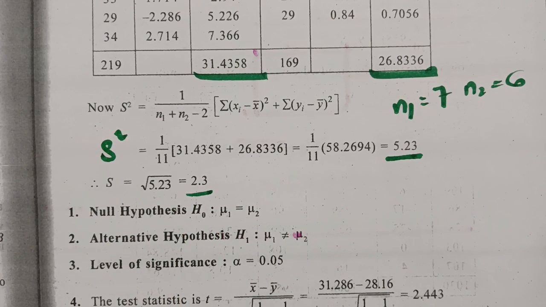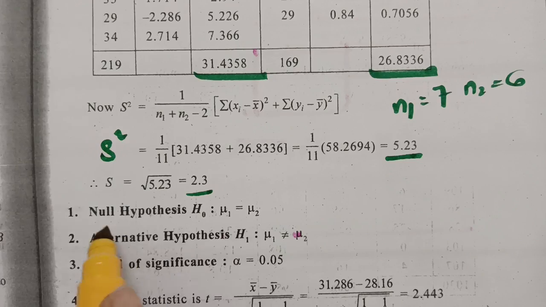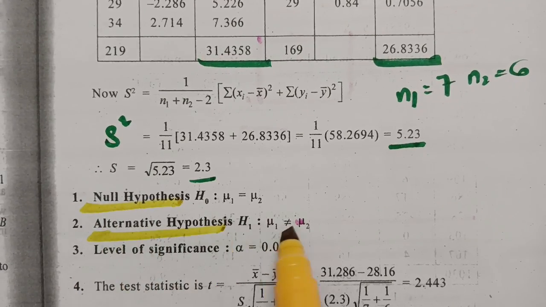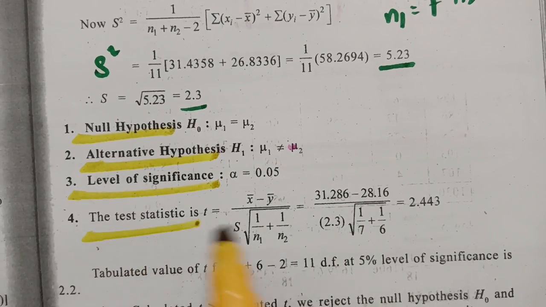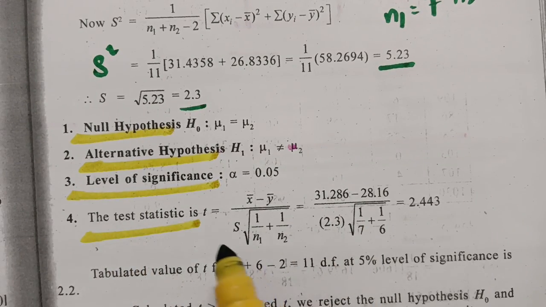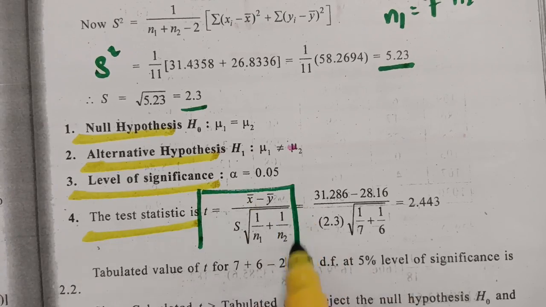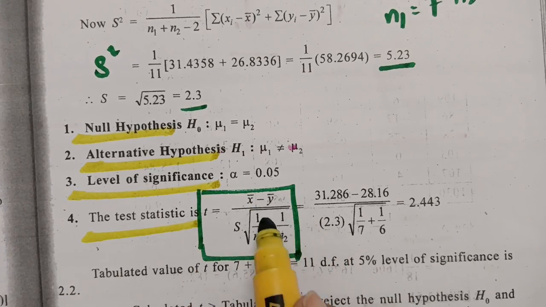And next we have to go with the 5 steps. First one is the null hypothesis, mu1 equal to mu2. Alternate hypothesis, mu1 not equal to mu2. Level of significance, alpha is equal to 0.05. For test statistic, t is equal to x bar minus y bar divided by s times root over 1 by n1 plus 1 by n2.